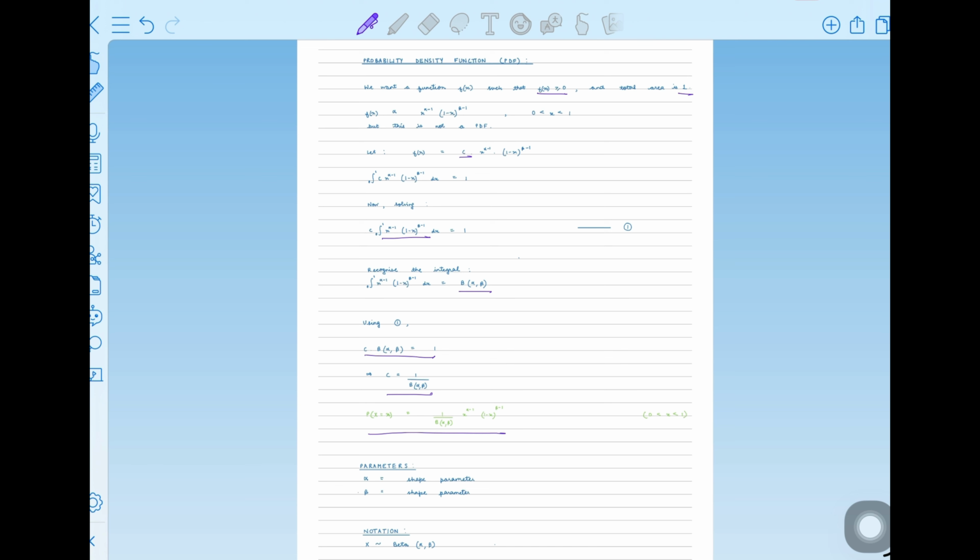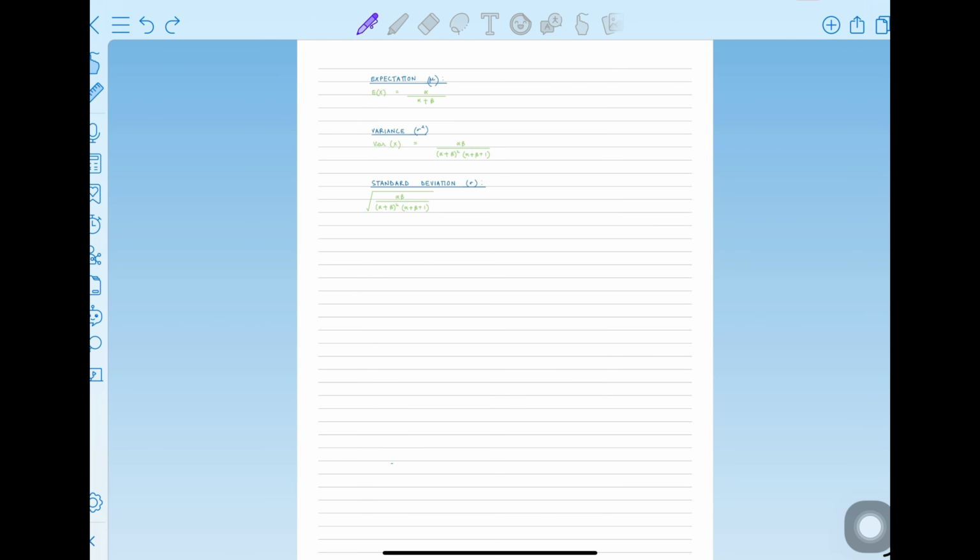The parameters include alpha, which is the shape parameter, and beta, which is also the shape parameter. Also, take into account the mean and the variance. For CS1, the beta distribution is asked less frequently compared to other continuous distributions.